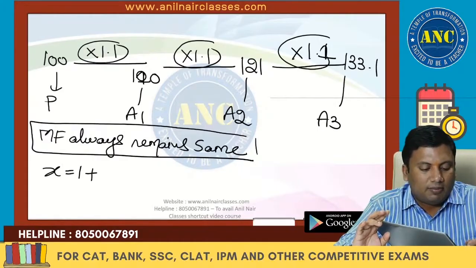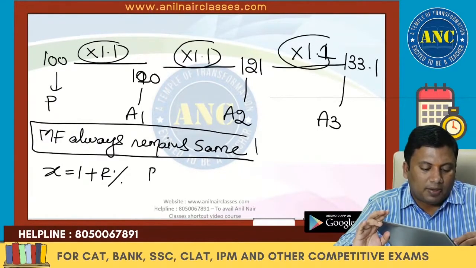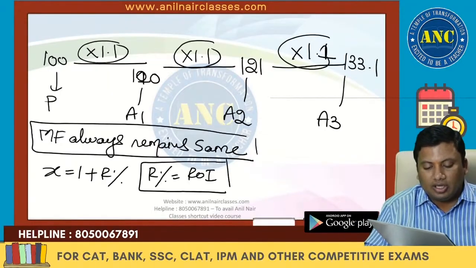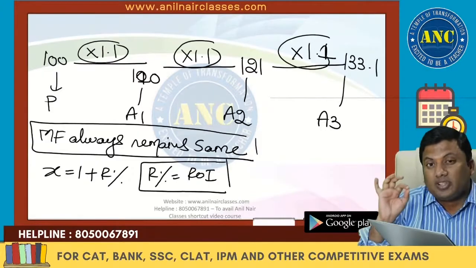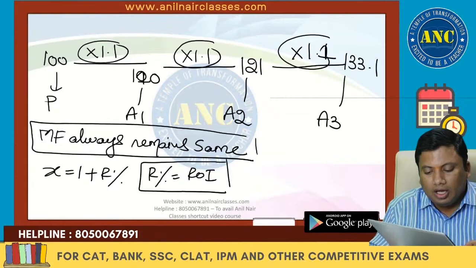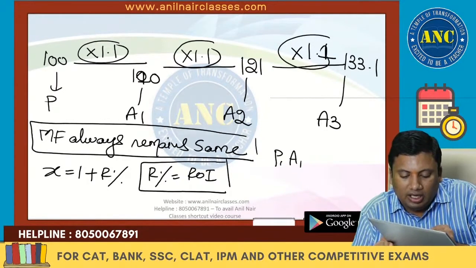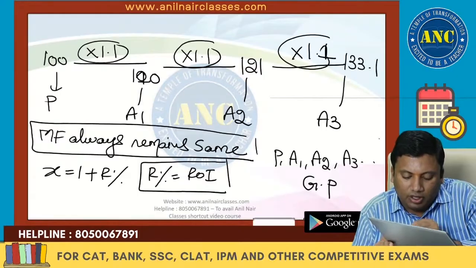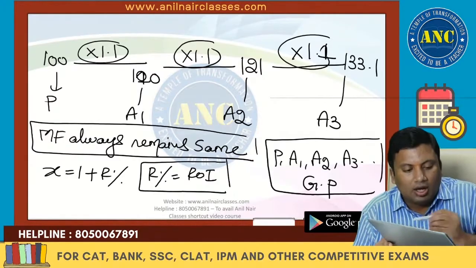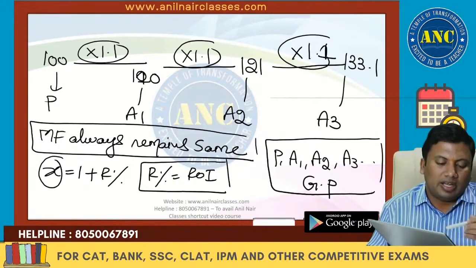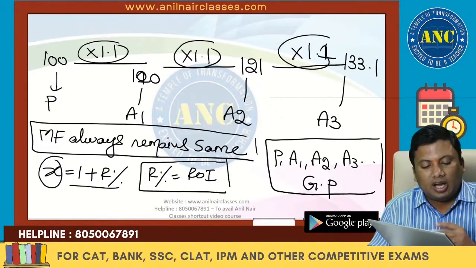The multiplication factor is given by x equivalent to 1 plus r percent. R percent is nothing but the rate of interest. I hope it is clear. Some beautiful questions can be developed based upon this concept. We already discussed that P, A1, A2, A3 are all in geometric progression. The multiplication factor I am denoting by x, given by 1 plus r percent.